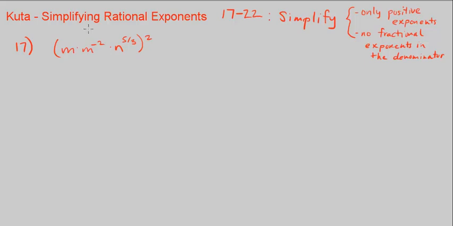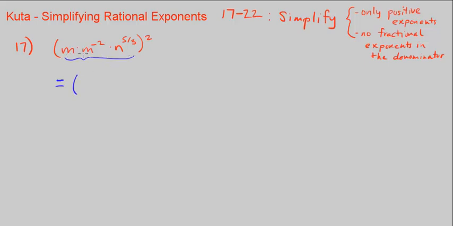This is Kuta's Simplifying Rational Exponents, number 17 through 22. So number 17, here we have m times m to the negative 2 times n to the 5/3, all squared. Okay, so when we do this, we can distribute the squared, but first, let's simplify what's inside of here.